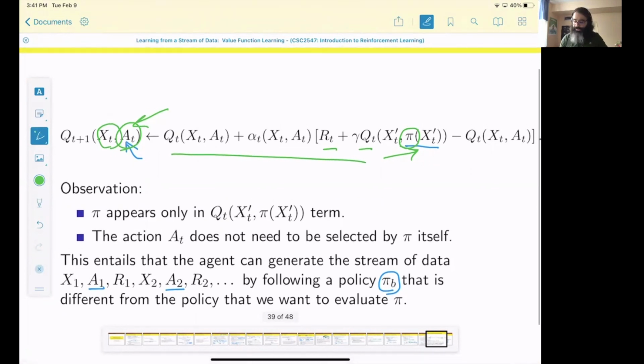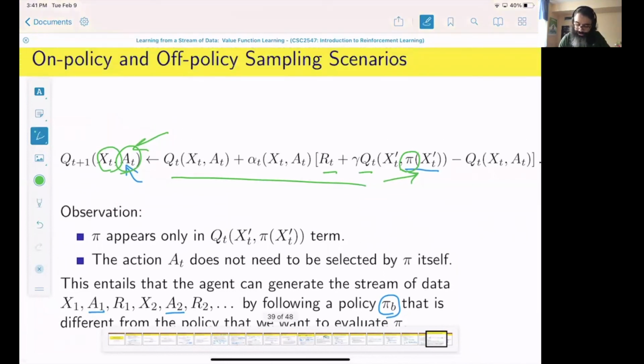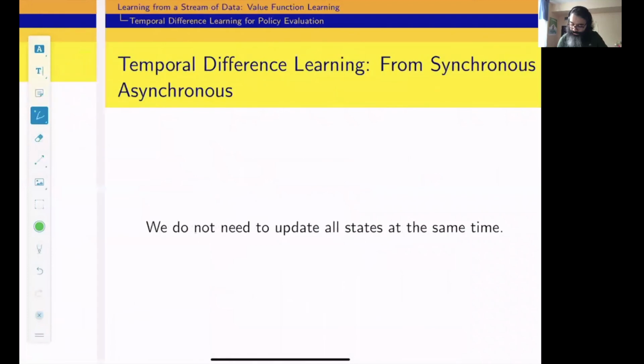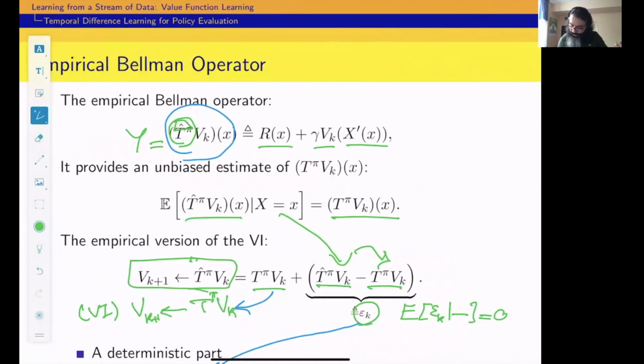Here the idea about the behavior policy is that when I get to state x_t, I could choose action a_t equal to pi_b of x_t, and then do this update, and this pi_b can be different from... Where did I go?